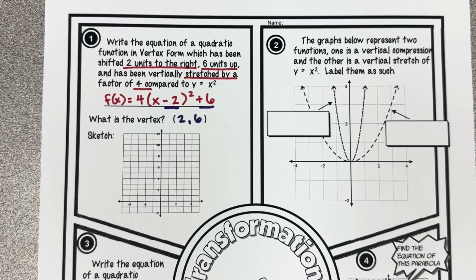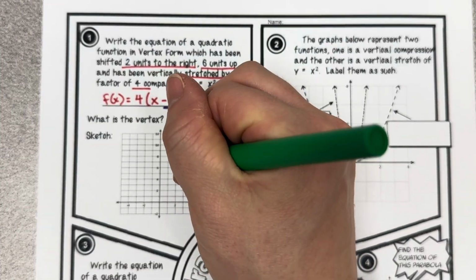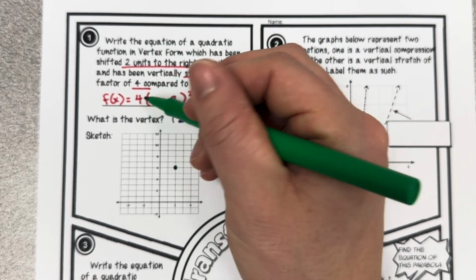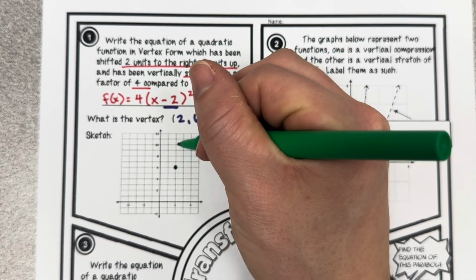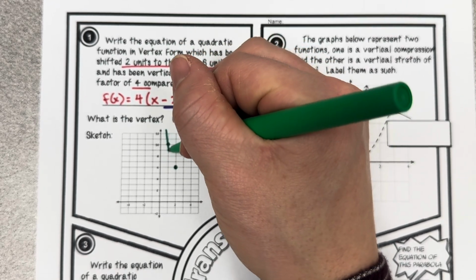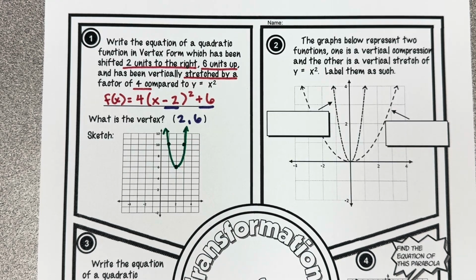All right, so now it wants us to graph it, so we can go ahead and graph our vertex first. 2 up to 6, and then vertical stretch of 4, that means I'm going to go up 1, 2, 3, 4, over 1 on both sides. And there we go. There's our quadratic. Beautiful.